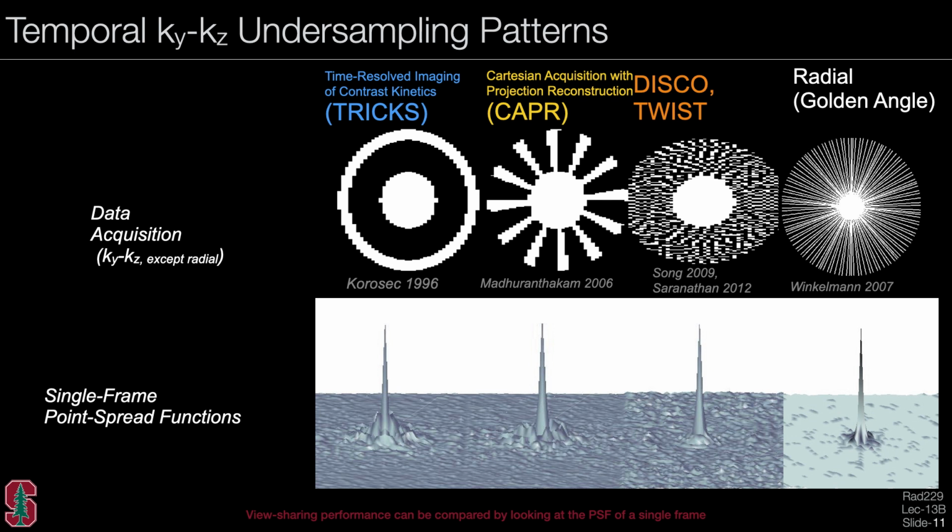What we can do here is look at the point spread function of a single frame. We have incomplete data because we've acquired, in the case on the left, the central k-space, and then a subsample of the outer k-space. In all of these cases, we have this subsampling. So you can look at the point spread function, and you see that in the TRICKS approach, the side lobes of this point spread function are the highest of all the approaches. In the CAIPIRINHA approach, they're a bit lower. In the DISCO and TWIST approach, as well as the radial golden angle approach, the side lobes are much lower and quite incoherent. And we'll see that this can be quite useful later on.